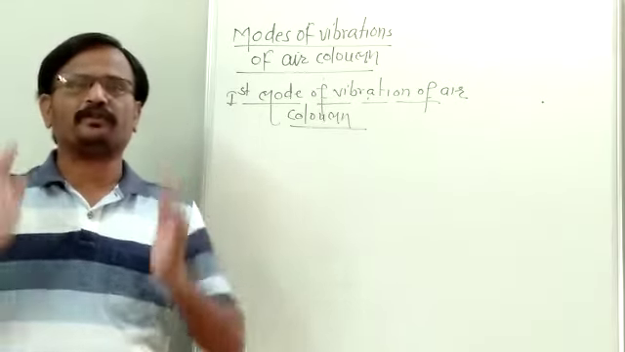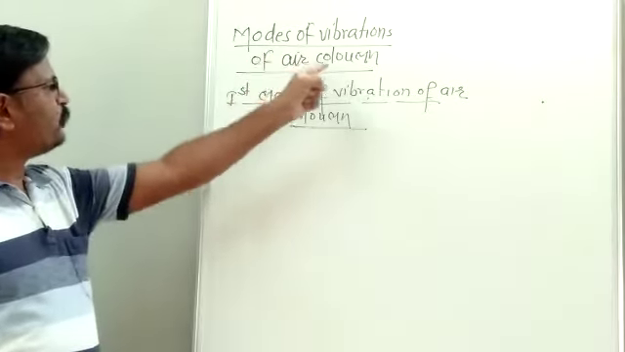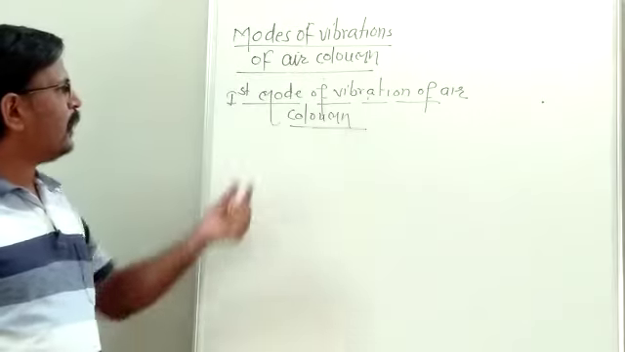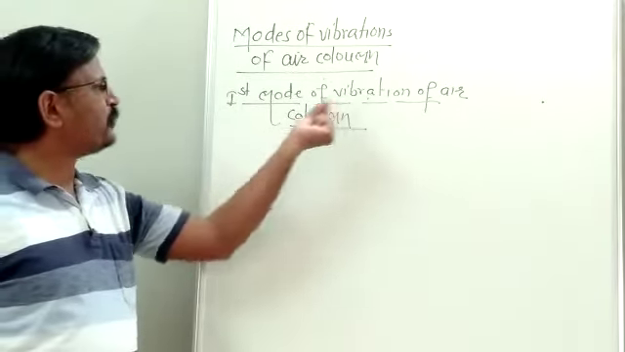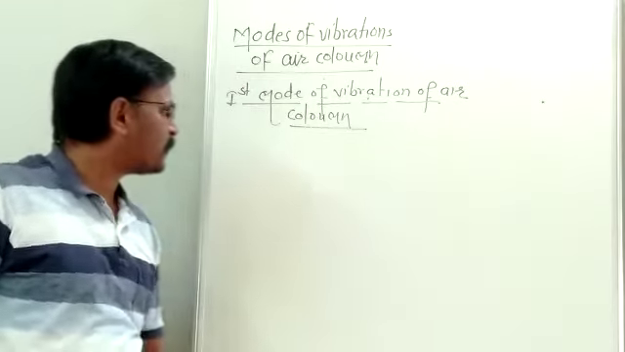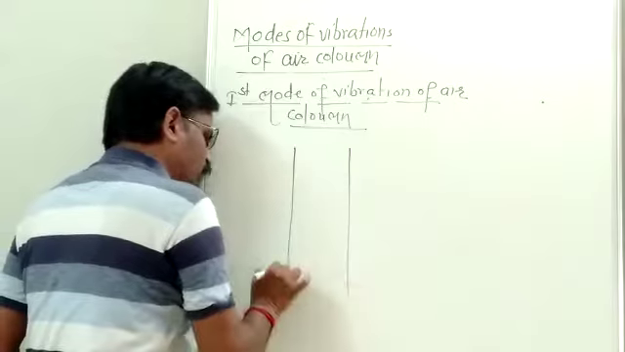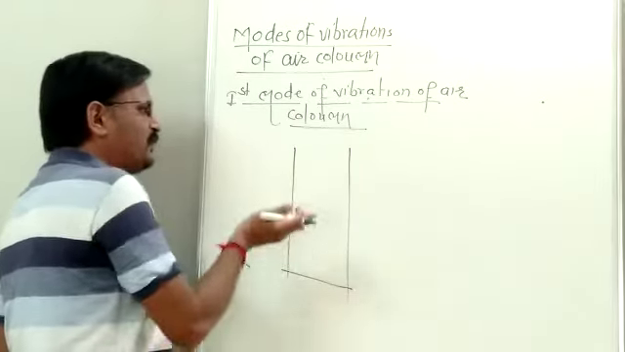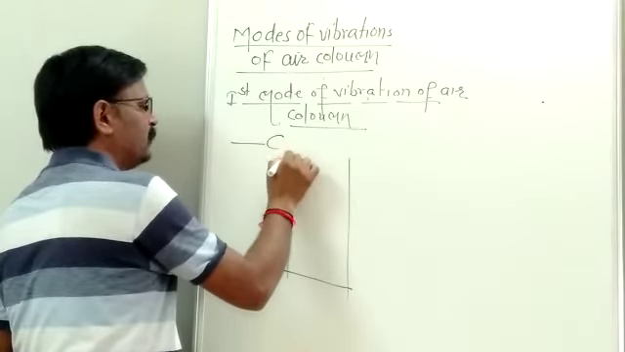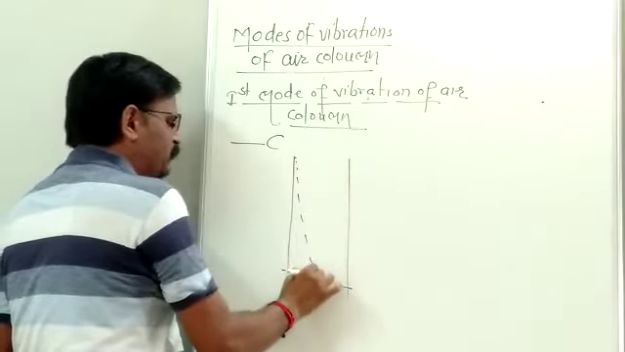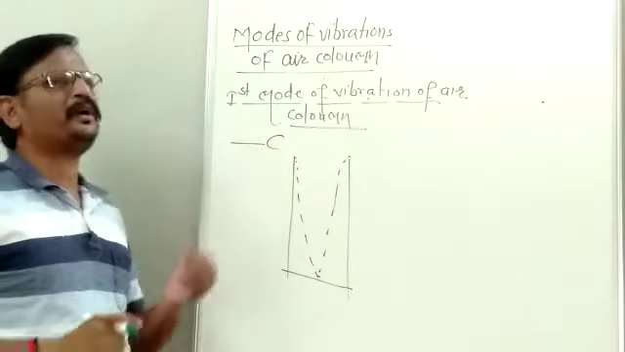Today we are going to start the new concept, modes of vibrations of air column. Under this head, let's talk about the first mode of vibration of air column. See, this is a cylindrical tube closed at one end and open at the other end, and the vibrating tuning fork is held near the open end of the pipe.